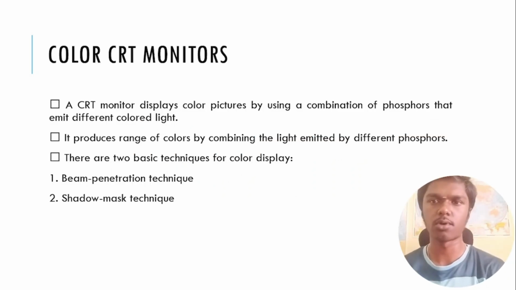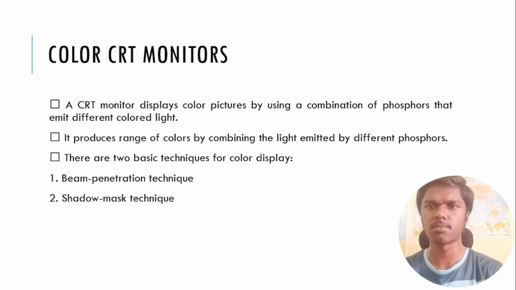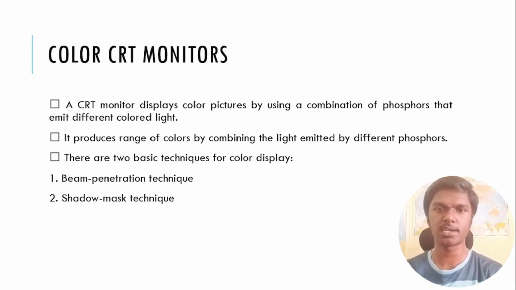So now let's discuss the color CRT monitor. A CRT monitor displays color pictures by using a combination of phosphors that emit different colored light. It produces a range of colors by combining the light emitted by different phosphors. There are two basic techniques for color display. One is the beam penetration technique, the other being the shadow mask technique. So let's move on with explaining the beam penetration technique as well as the shadow mask technique.